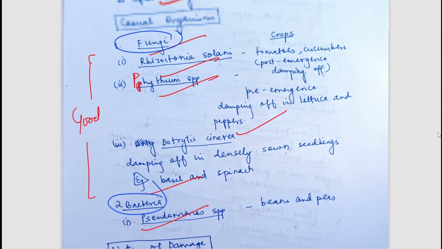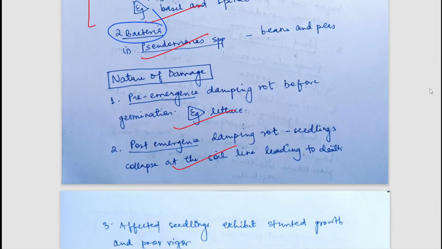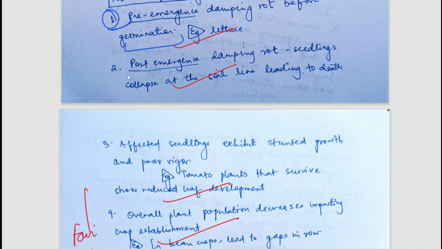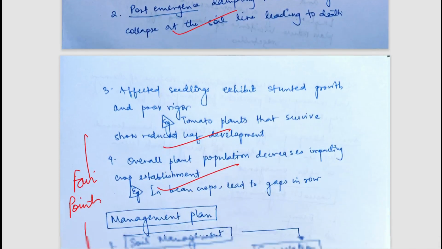So, very well written points. Now, what is the nature of damage? They can increase the problem of germination. You can see damping rot before germination. Post-emergence problems can be seen.